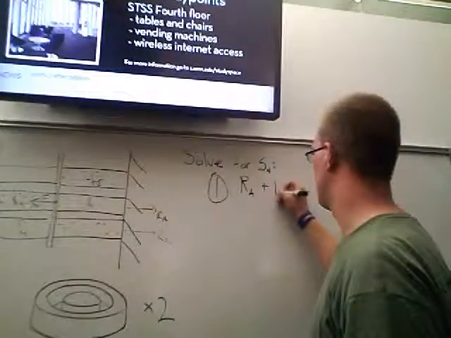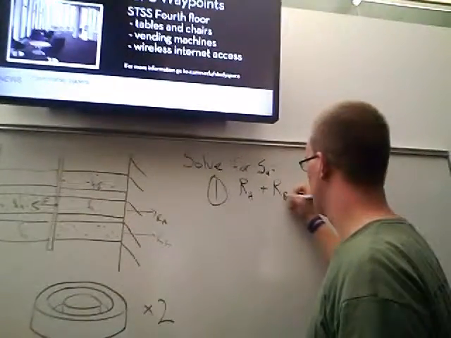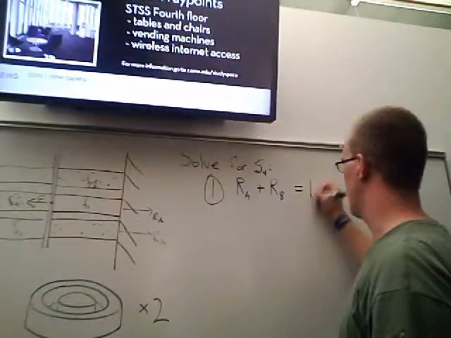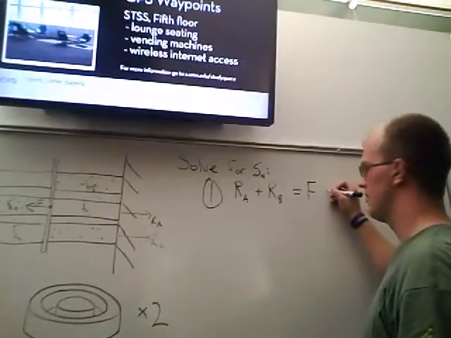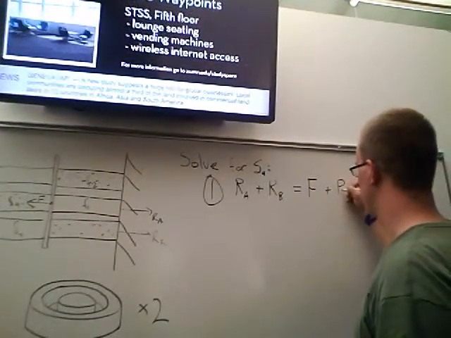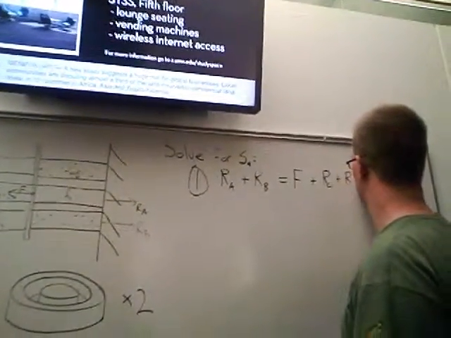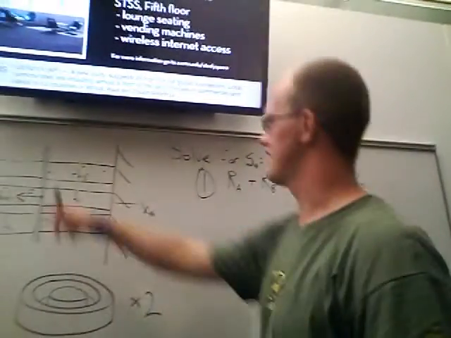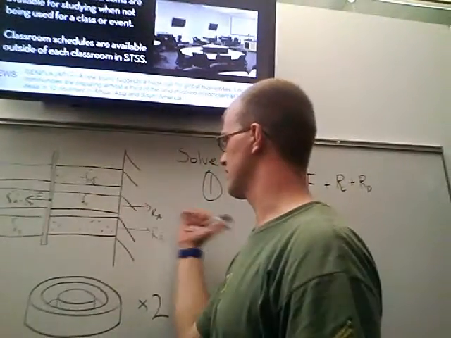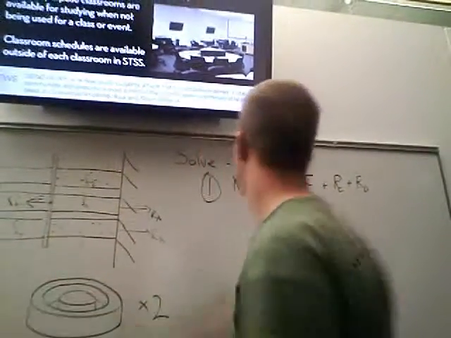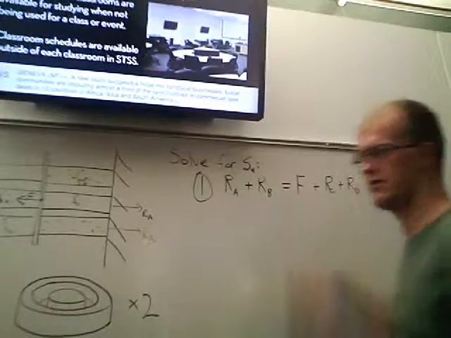plus RB is equal to F plus RC plus RD. So that's sum of forces. These forces are going right, these forces are going left. They offset each other. That's our first equation.